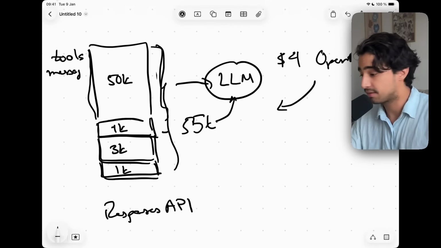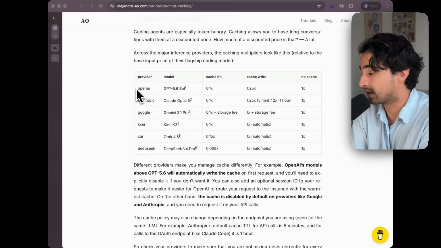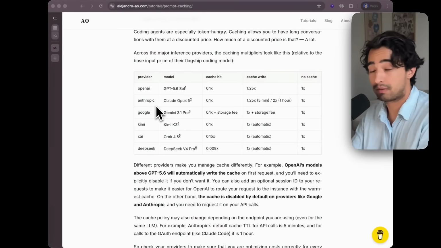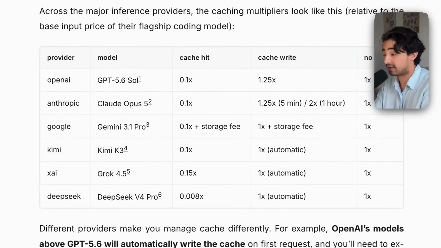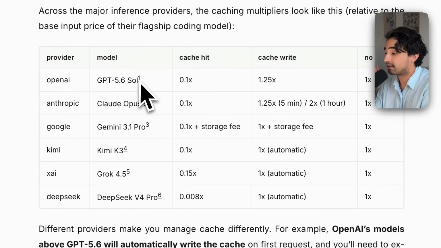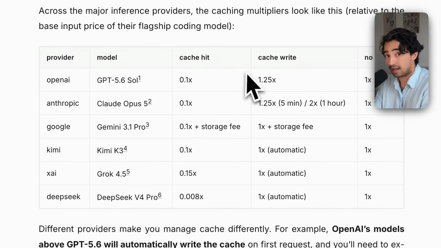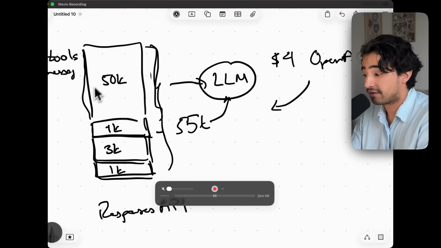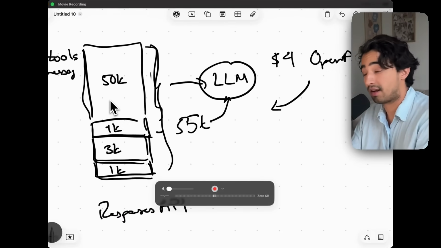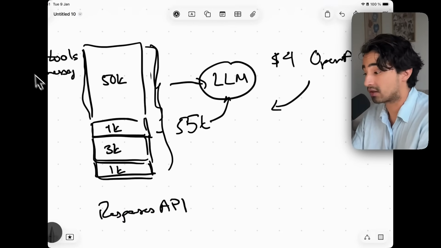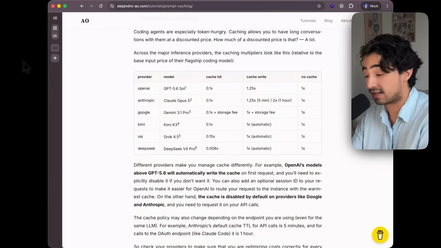Let me show you the pricings. All right, so let's take a very quick look at OpenAI and Anthropic, for example, which are some of the most expensive inference providers in the market. We have, for example, GPT 5.6 Sol and Claude Opus 5. I think that their input price is about $4 per million tokens, and that is a lot. If you're doing what we mentioned before, sending 51K and 55K, and more than 50K tokens on every turn, it's going to become crazy expensive.